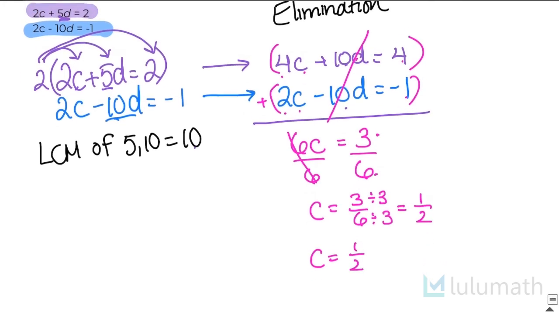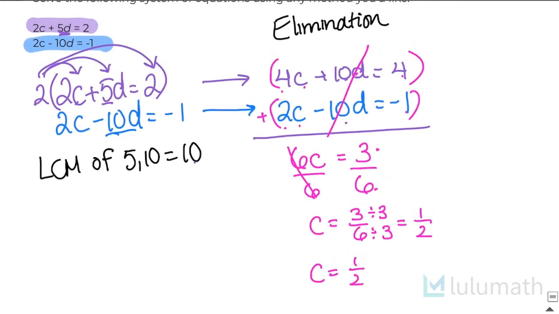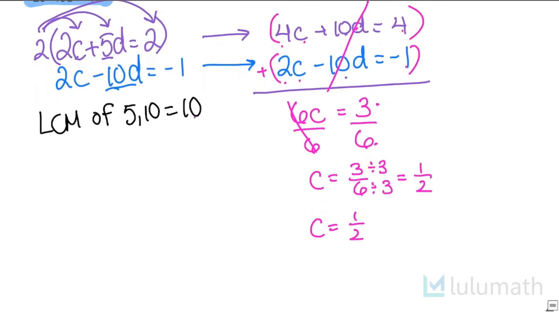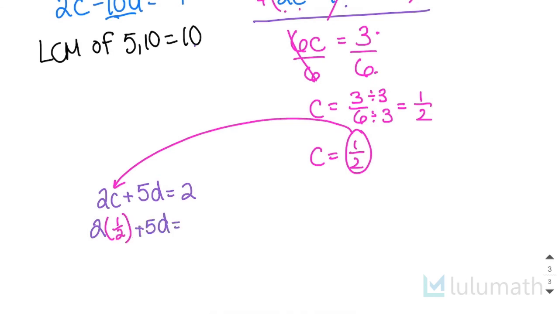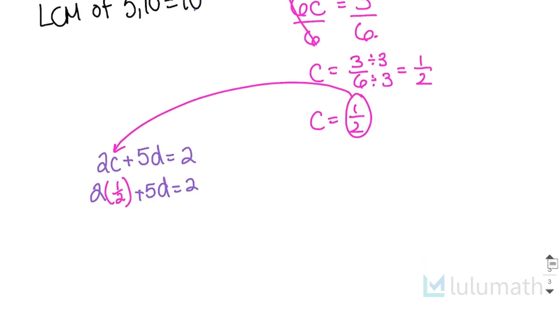All right, well, now that I know what C is, I can take any equation I'd like and solve for D. So I'm going to take my purple equation, again, totally up to you. I'm going to use the purple one. 2C plus 5D equals 2. And instead of C, I'm going to replace the C with 1/2. So this is going to be 2 times 1/2 plus 5D equals 2.